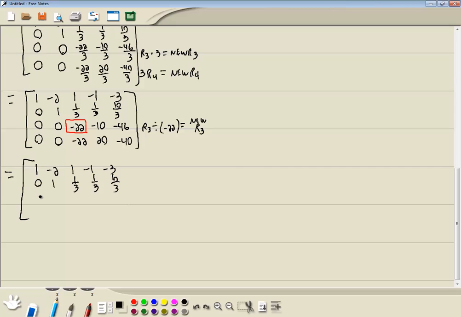Okay, 0 divided by negative 22 is 0. 0 divided by negative 22 is 0. Negative 22 divided by negative 22 is 1. Negative 10 divided by negative 22. I'd probably do this in my head, but I'm making enough mistakes on these without doing a whole lot of that in my head. Gives us 5/11ths.